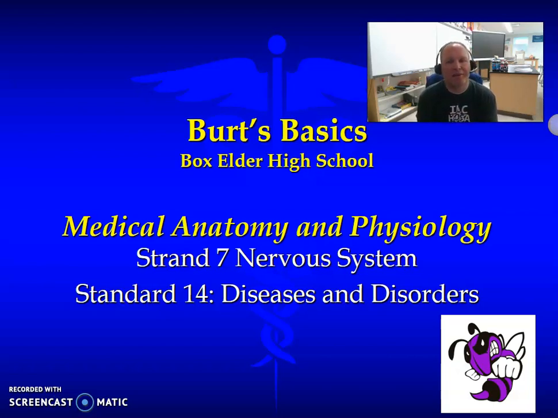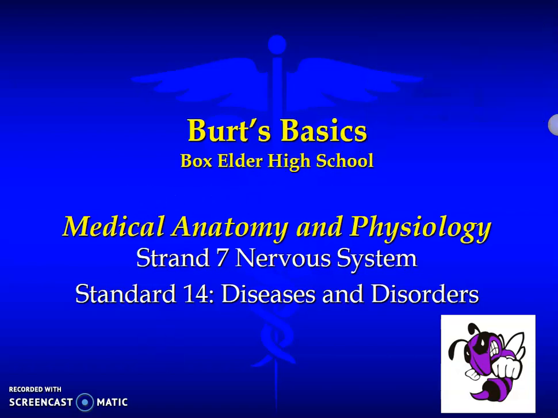And today we are finishing up the nervous system. So, you guys have learned the lobes of the brain, the parts of the brain. You've learned nerves and nerve impulses and neuroglia and everything in the world. And now we're hoping that we can put it all together in the last standard, which is 14, about diseases and disorders. So, let me get rid of my face. Pow. And this is what we're going to be learning today.